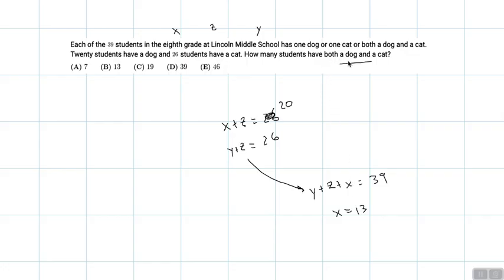How many students have both a dog and a cat? Well, if X equals 13, we can go to this equation. 13 plus Z is 20, so Z should equal 7. So I say answer choice A.